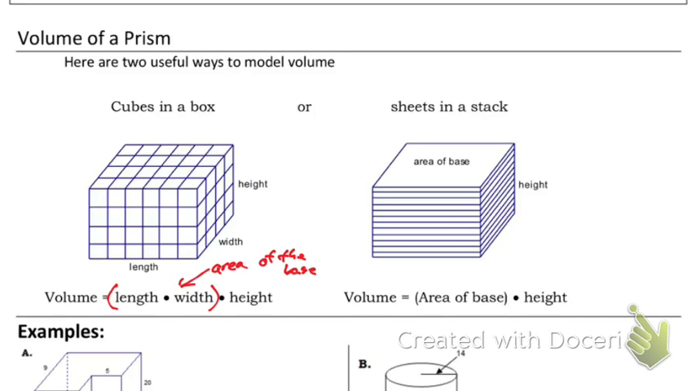Because our base here is a rectangle. And if I do length times width, I have the area of my base, and then I just multiply it by its height. That is the easiest way to look at volume: find the area of your base and multiply it by basically how many times you need to stack it.